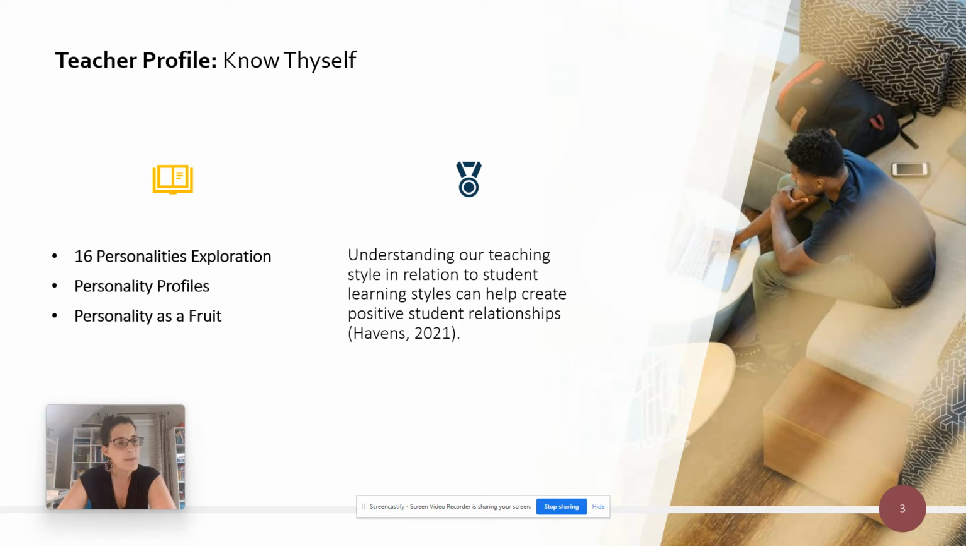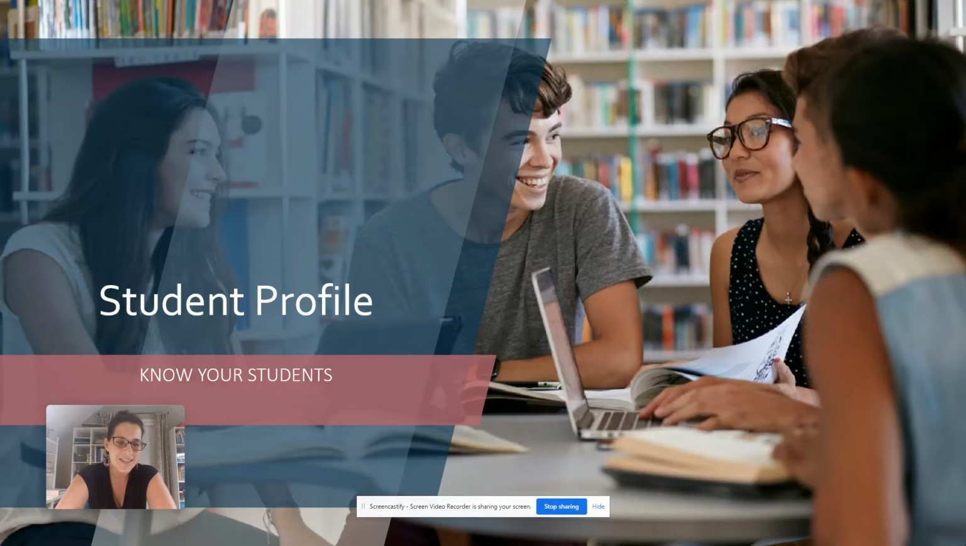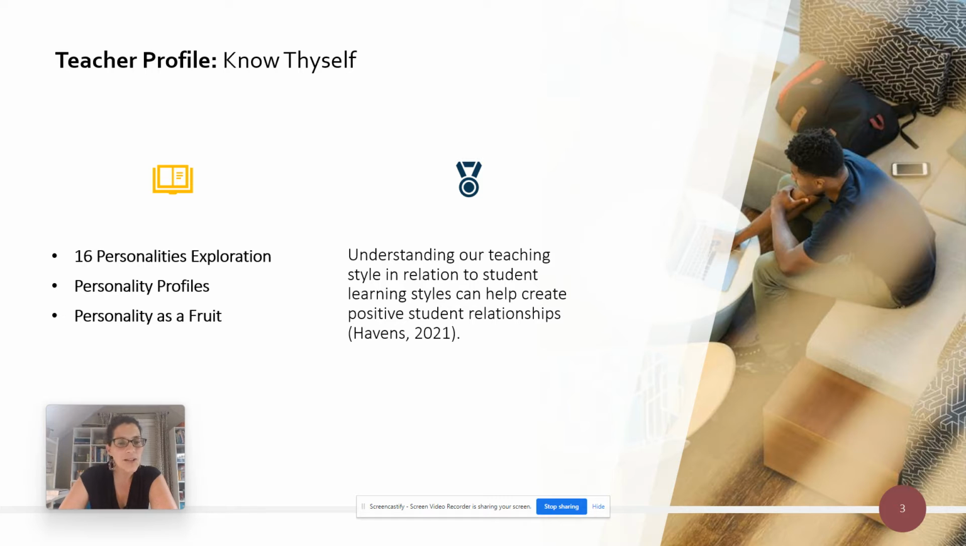Some ways to do that would be 16 personalities exploration, personality profiles, personality as a fruit. There's a variety of tools and resources that you can find on some reputable websites that can guide you through that process of just getting a deeper look. Understanding our teaching style in relation to student learning styles can help create positive student relationships. And so those are the benefits and why you would want to consider something like that.